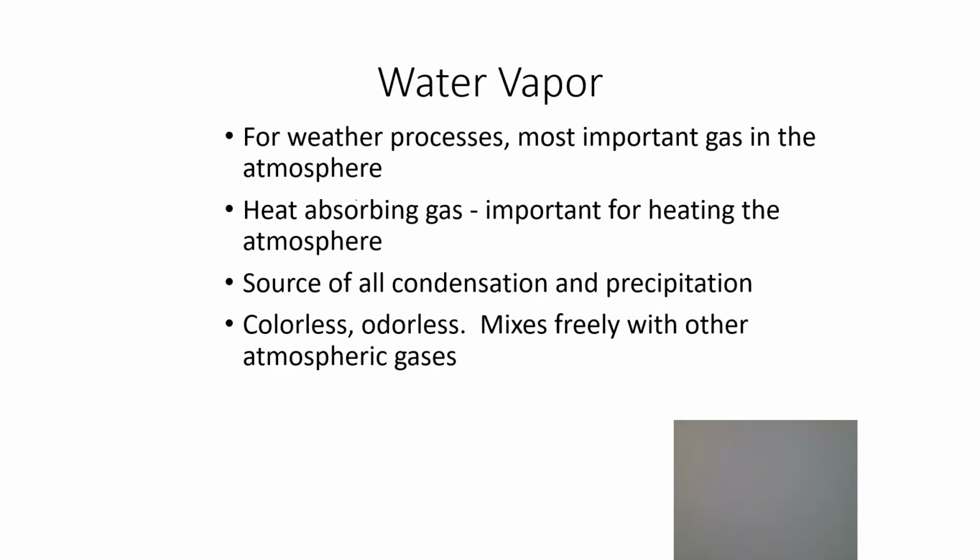Water vapor. In case you didn't know it by now, water vapor is the most important gas for weather processes. It's a heat-absorbing gas and the source of all condensation and precipitation. It rains water. Snow is water ice crystals. Unlike Venus, where precipitation is sulfuric acid, Earth is incredibly lucky.